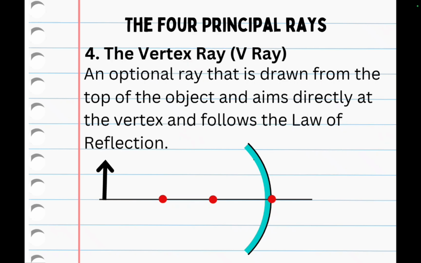Then we have number 4, which is the vertex ray or the V ray. Just like the CC ray, it is also an optional ray that is drawn from the top of the object and aims directly at the vertex and follows the law of reflection. Later you will understand that the V ray is the only principal ray that follows the law of reflection.